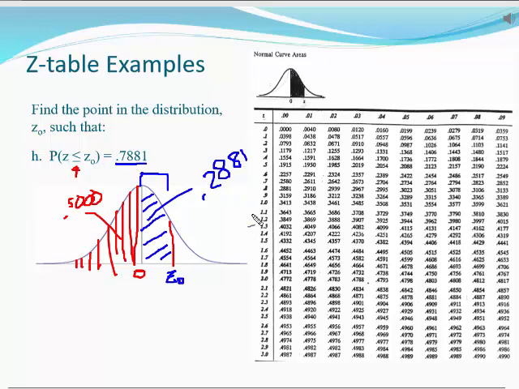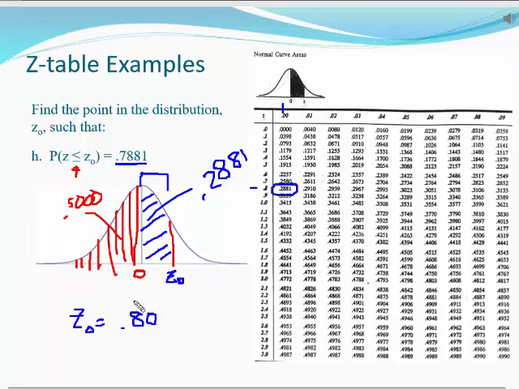Now find that. Go find that in the table. 0.2881. Let's see. There it is. It happens at a z-score of 0.80. And so you always have to ask yourself this question. You get the z-score, you get the 0.8, you match it with the second decimal up here, the 0.